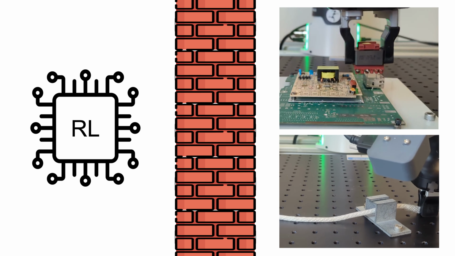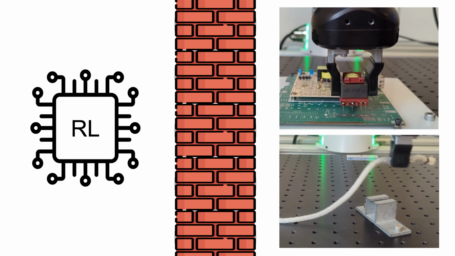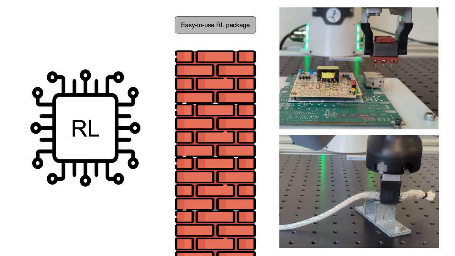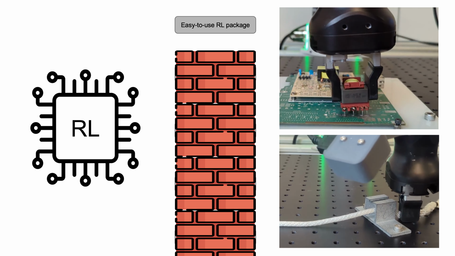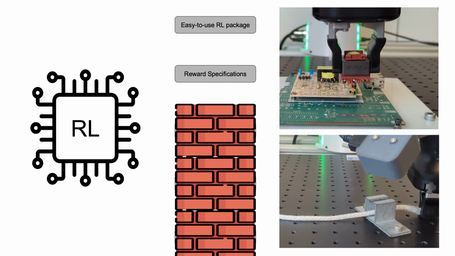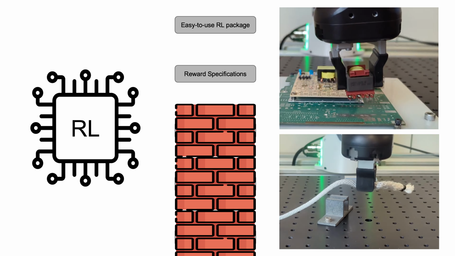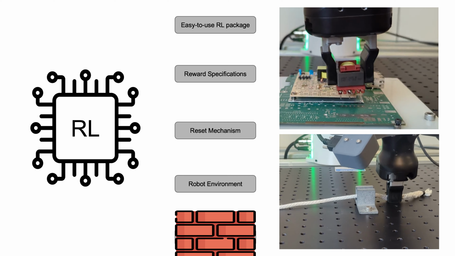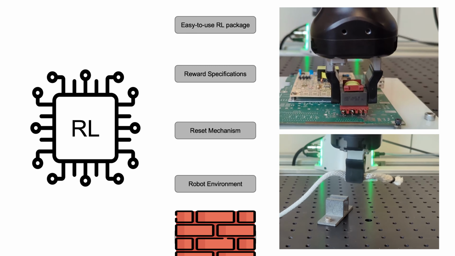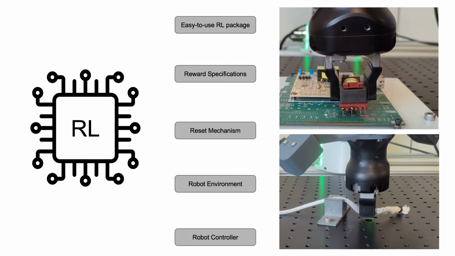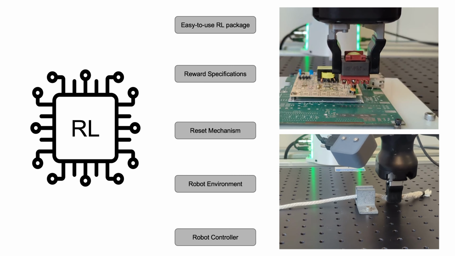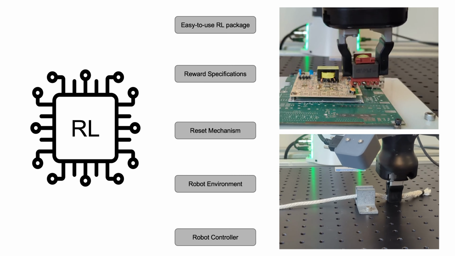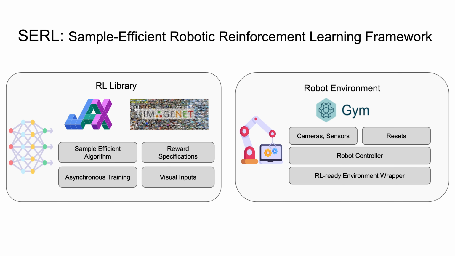To initiate reinforcement learning in the real world, we can break it down into several key ingredients. We need an easy-to-use RL package with a reliable implementation of the learning algorithm. We need to define the task with appropriate reward signals, a reset mechanism to perform episodic reset, and a robot environment through which the policy interacts with the real world. Depending on the task, we also need a good controller that allows safe exploration of the environment without damaging the robot or the workpiece. SERL provides a framework that supports the above functionalities and enables seamless integration with RL and robotic systems.